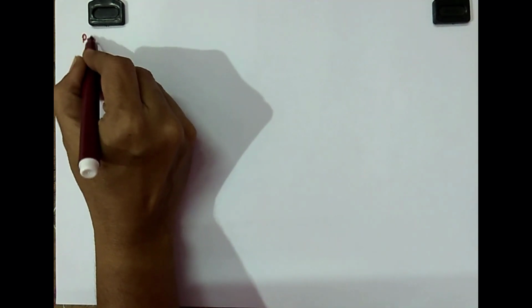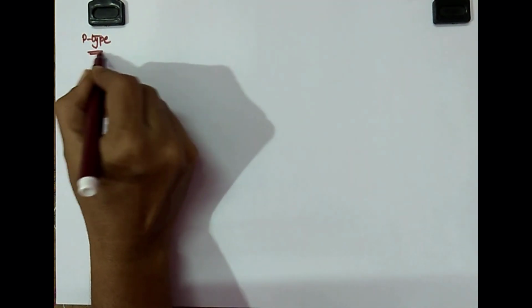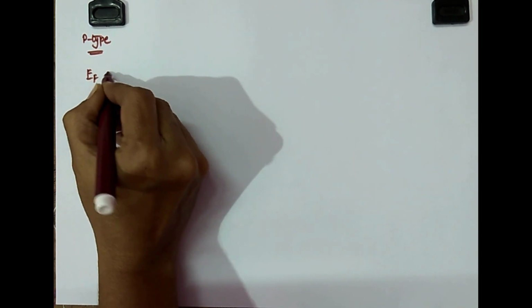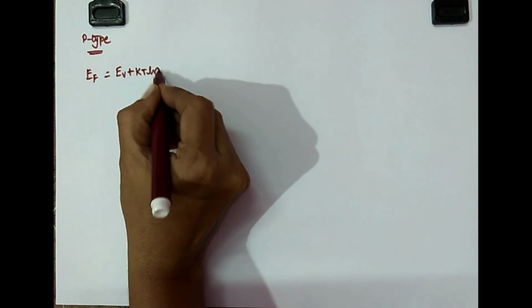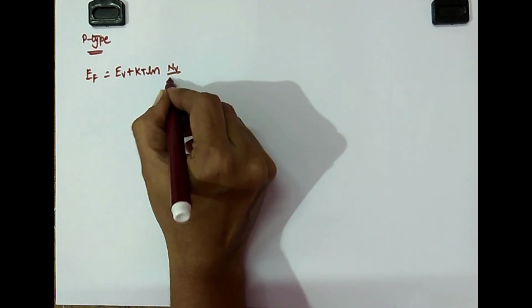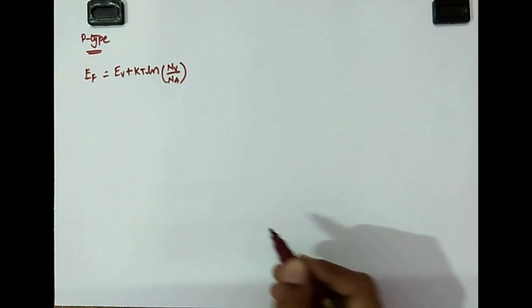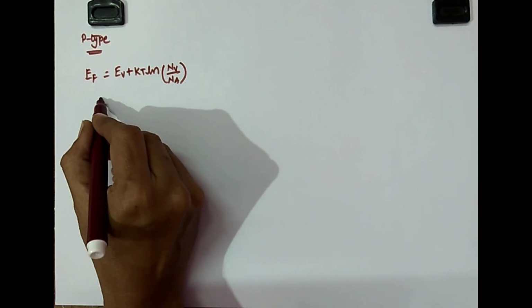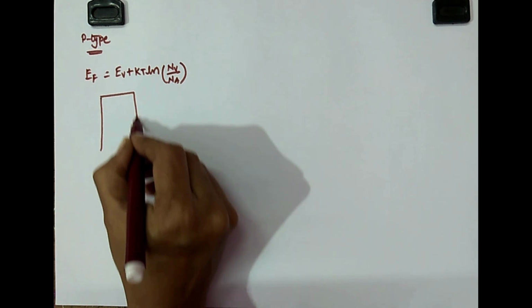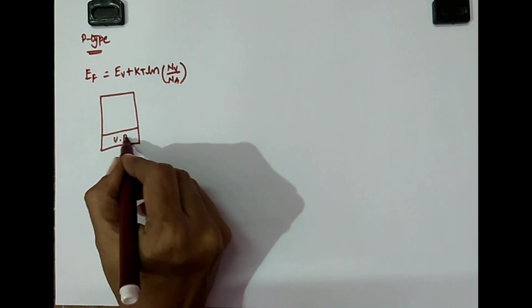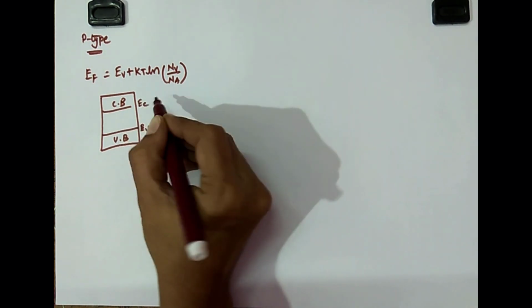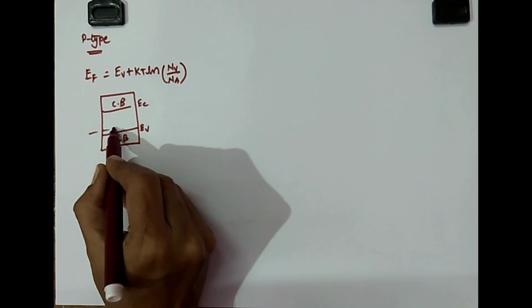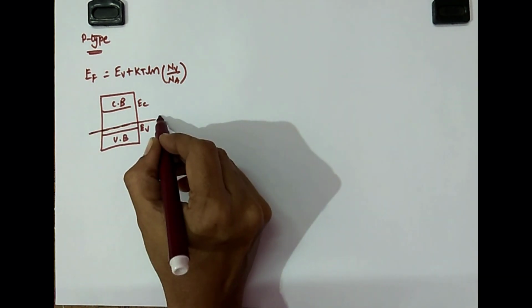Now in p-type, Fermi level is EV plus KT ln (NV by NA). Here also, if you see the band diagram, this is valence band and this is conduction band. This is EV and this is EC. And here the Fermi level is nearer to the valence band, like this.